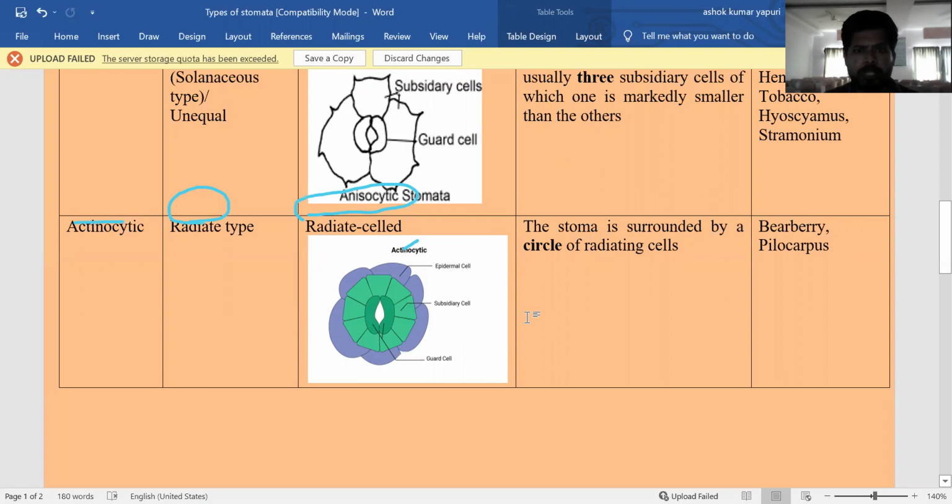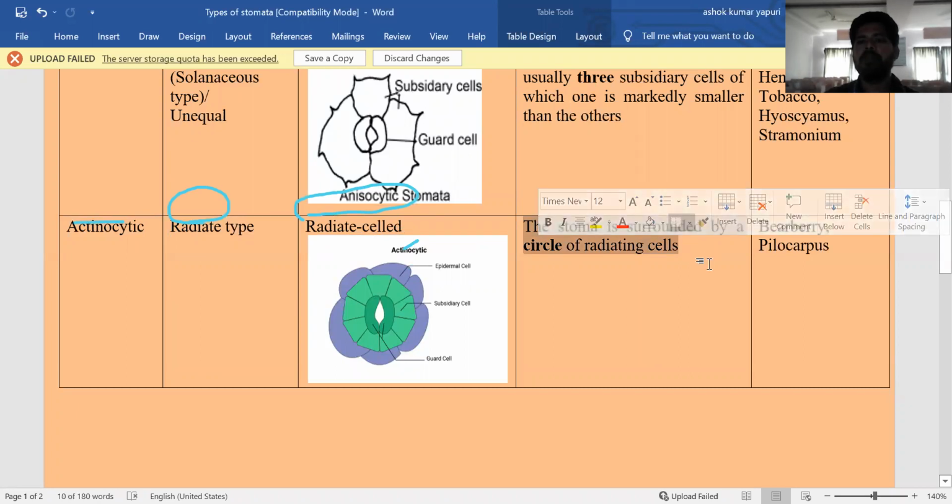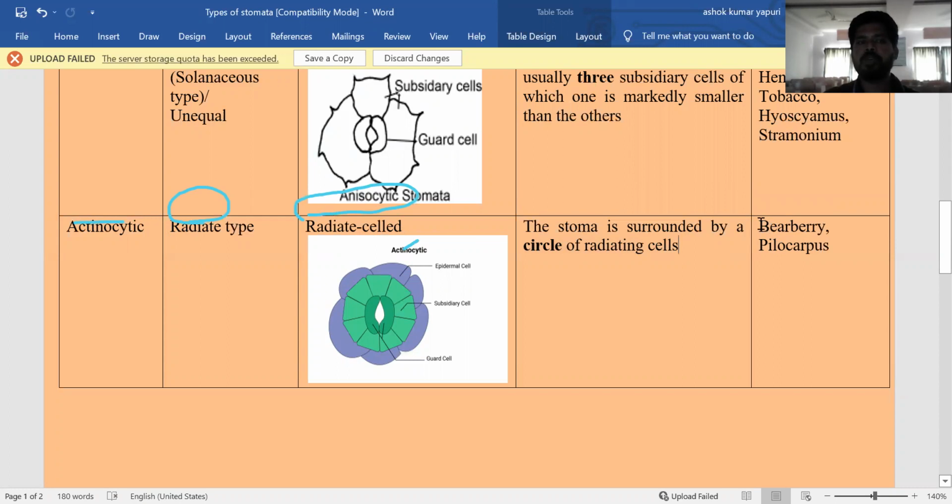So these all are subsidiary cells, and this is the guard cells. If you observe, the stoma is surrounded by a circle of radiating cells. The examples of actinocytic stomata are Berberis as well as Pilocarpus. These two are the examples of actinocytic stomata, which is also called the radiate type of stomata.